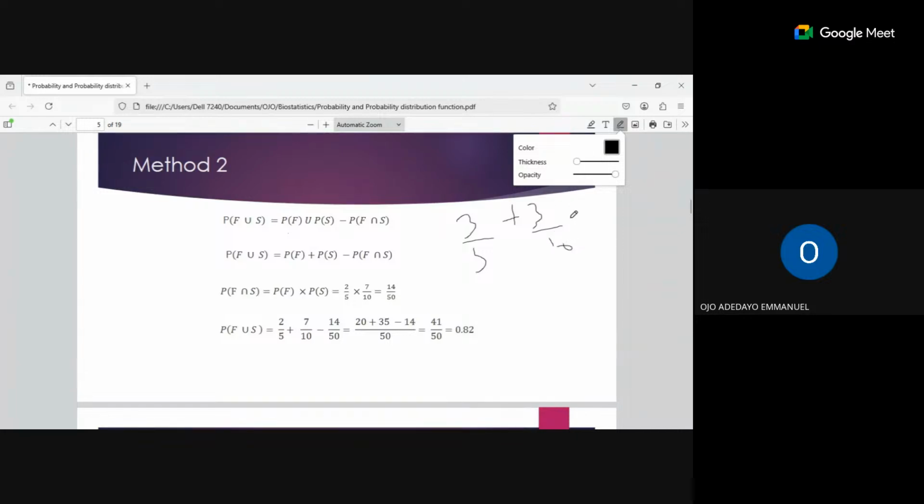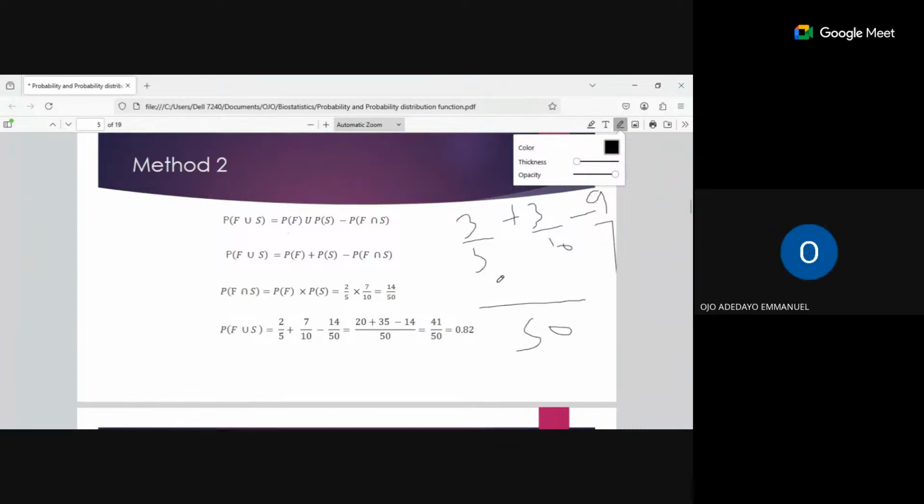Then minus the intersection between them is going to be what? This guy, 3 over 5 times, remember, look at the intersection, times 3 over 10. So it's going to be what? 9 over 50. You get? It's going to be 9 over 50. So by the time you find the LCM, it is going to be 50.